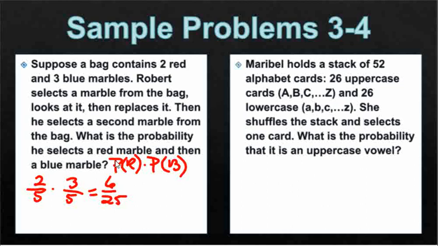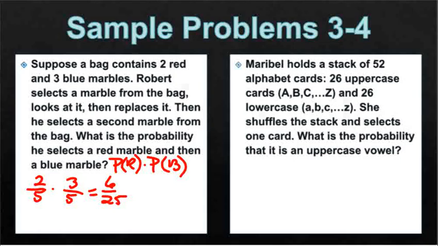Maribel holds a stack of 52 alphabet cards, 26 uppercase cards, A, B, C all the way to Z, and 26 lowercase, A, B, C all the way to Z. She shuffles the stack and selects one card. What is the probability that it is an uppercase vowel?